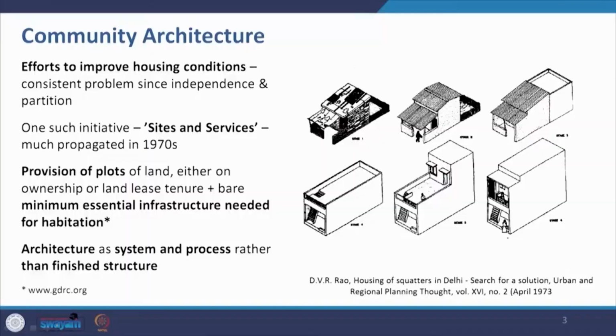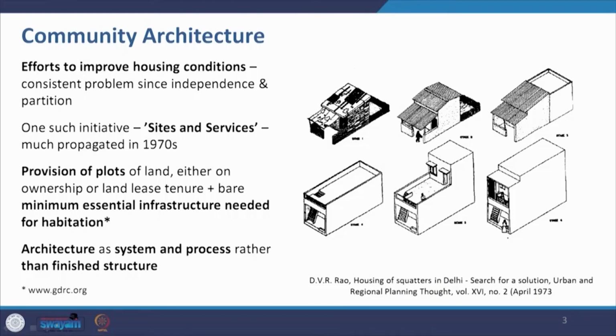Now, one of the ideas that did play some important role in the 1970s was called sites and services. That is the provision of land either on ownership basis or on a lease basis with bare minimum essential infrastructure that is needed for a habitable accommodation. Now you can refer to the GDRC document, the website gdrc.org, to know more about sites and services.